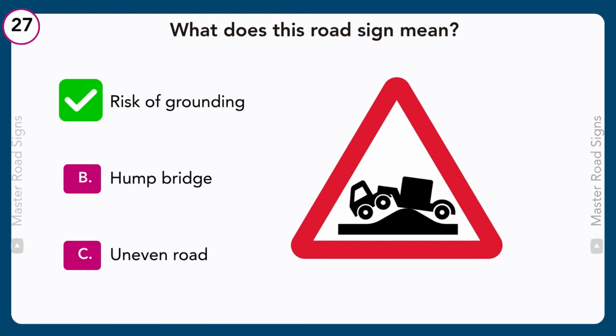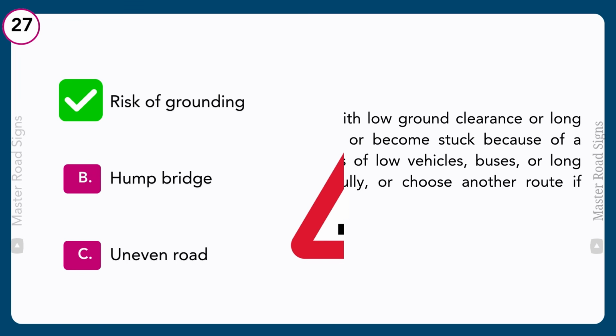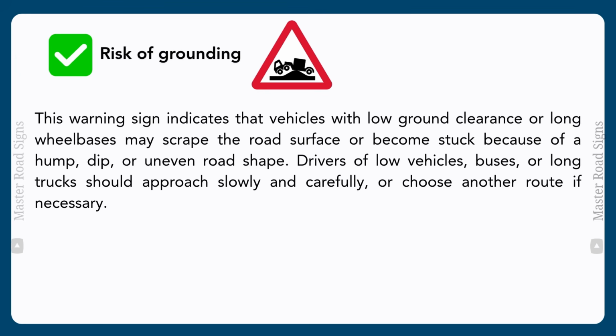Option A is correct, risk of grounding. This warning sign indicates that vehicles with low ground clearance or long wheelbases may scrape the road surface or become stuck because of a hump, dip, or uneven road shape. Drivers of low vehicles, buses, or long trucks should approach slowly and carefully or choose another route if necessary.